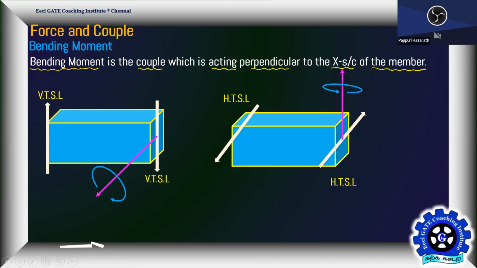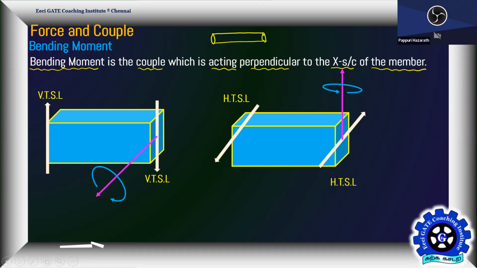So one load is here, vertical transverse shear load. What is this particular load? Tell me. Now we can see different loads. To create a bending moment, two forces equal in magnitude and unlike are required. Correct? For example, this is one component.